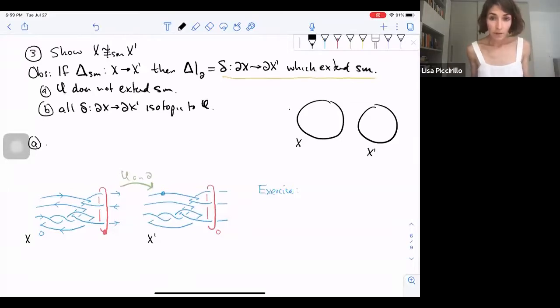I know I paused for questions recently, but let me do it again to make sure we're clear on how this argument is going to go before I start actually doing A. Okay, great.